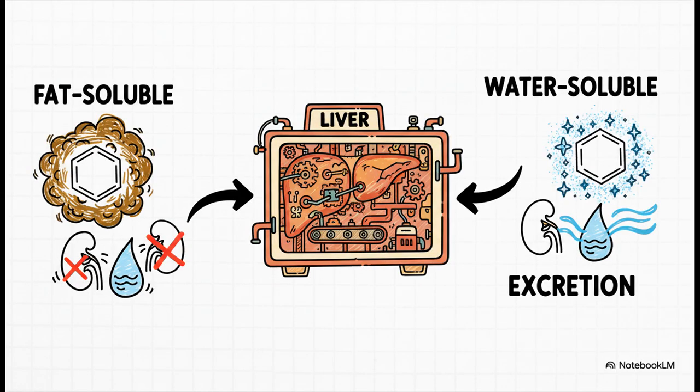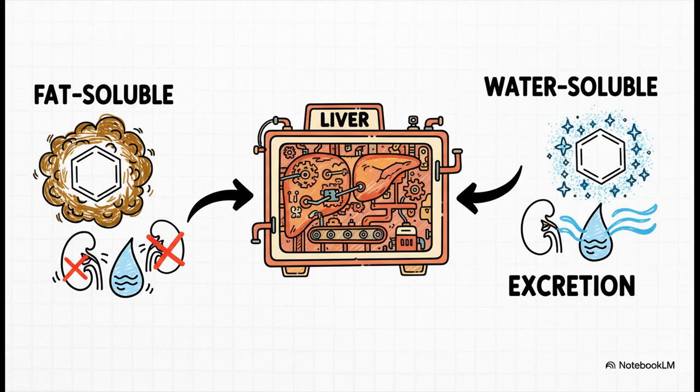Right, so after distribution, the body's main goal is just to get this stuff out. But there's a big problem. You can't get rid of a fat-soluble compound in water-based fluids like urine. So the body has a brilliant solution: biotransformation. It's a 2-step metabolic process designed specifically to turn that fat-loving THC into a water-soluble form that the kidneys can actually flush out.